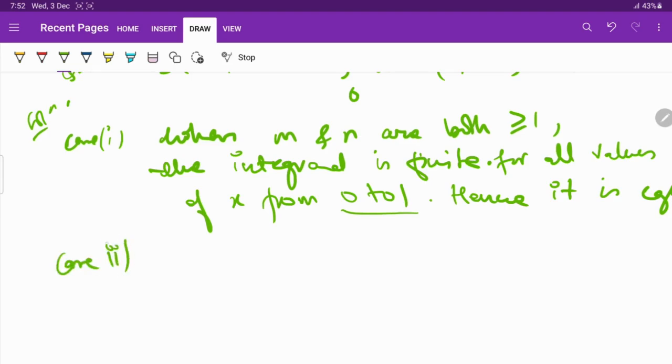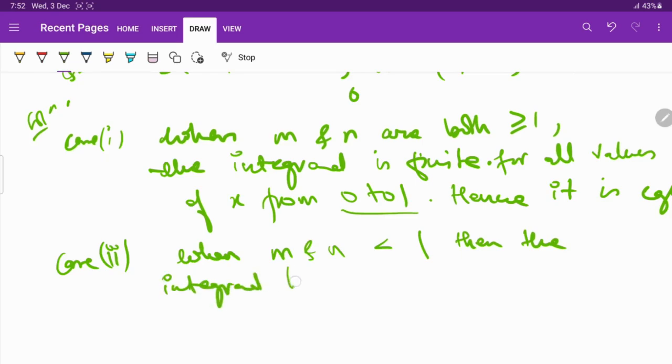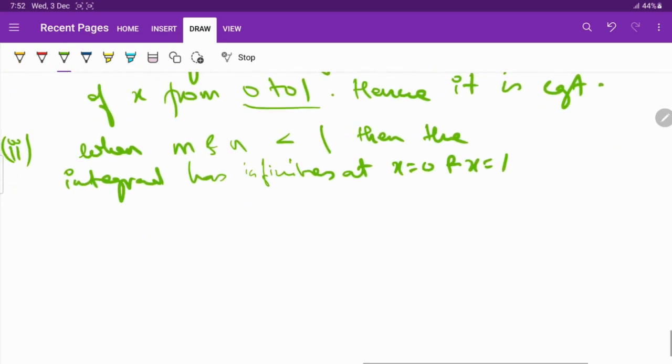So in case 2, let us see when m and n are both less than 1. Then the integrand has infinities at x equals 0 and x equals 1. So let us see these infinities.